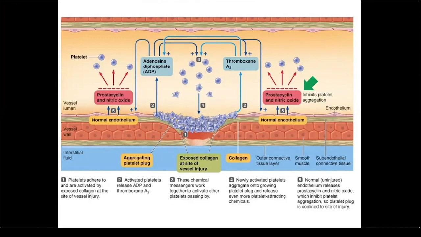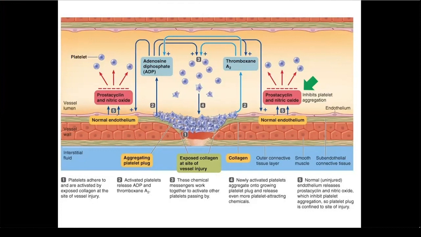So if you begin at the left with number 1, the platelets are going to adhere and are activated by the exposed collagen at the site of vessel injury. Remember that in order for the platelets to bind to the collagen, they will need the von Willebrand factor released by the endothelial cells. Activated platelets in number 2 will release ADP, thromboxane A2, as well as serotonin.